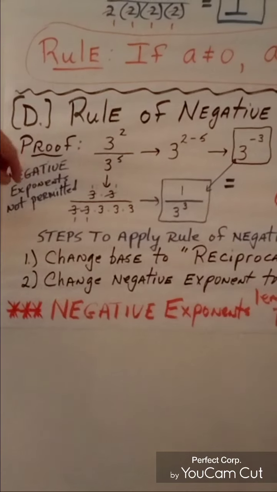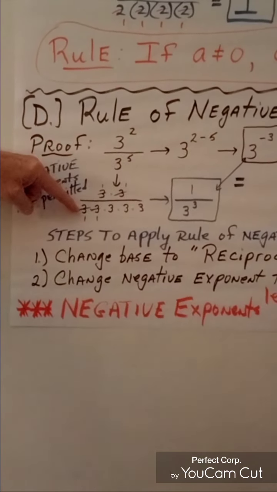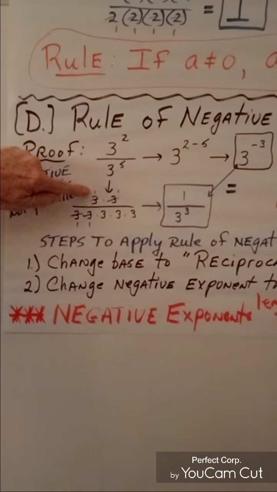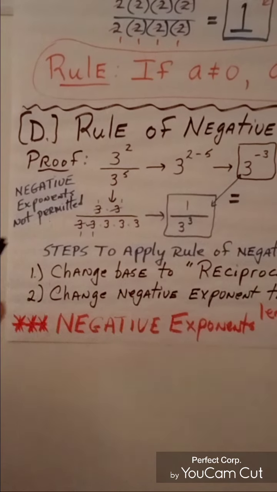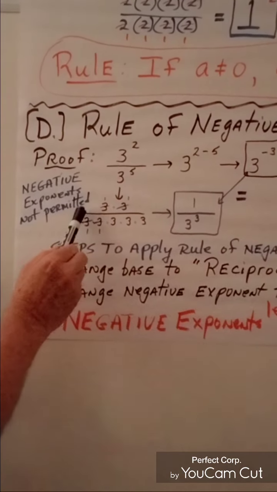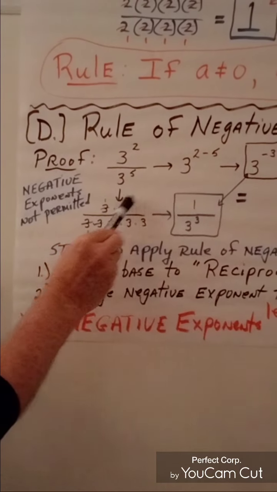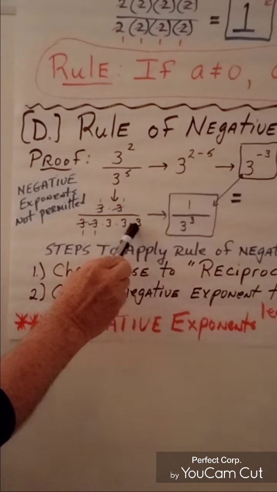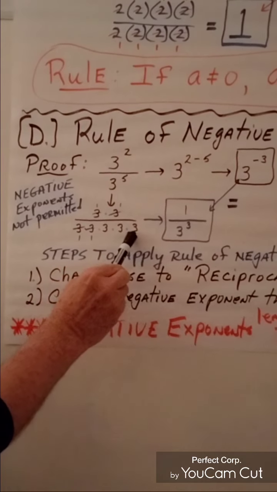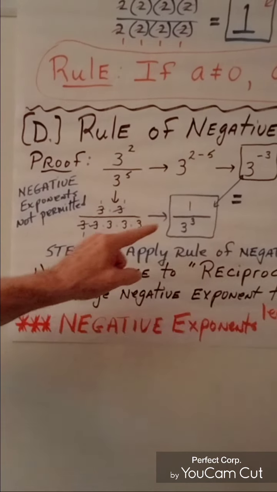I'm going to cancel as many factors of 3 as I can. We can do one pair, replaced by ones. We can do a second pair, replaced by ones. We end up with an answer of 1 times 1 for our numerator, which is 1, and 3 times 3 times 3, written exponentially, 3 to the third. Box that one off.